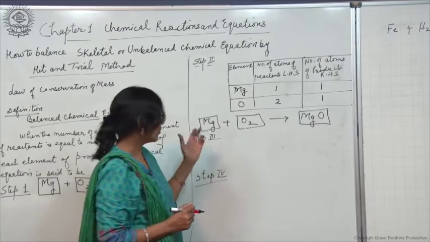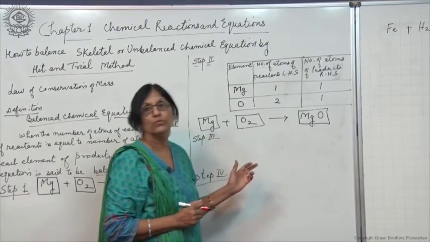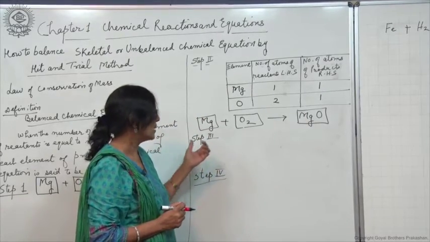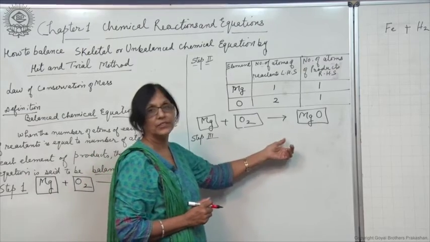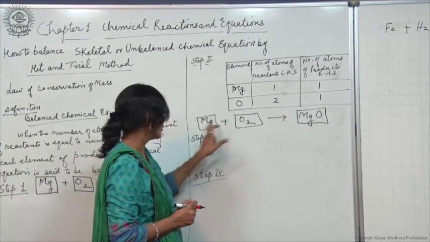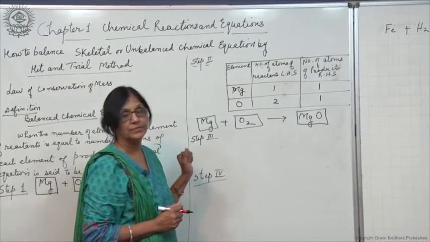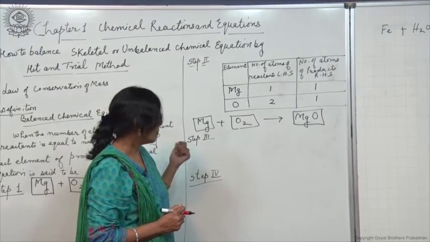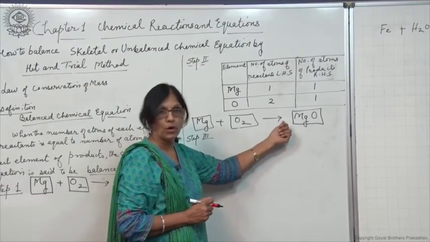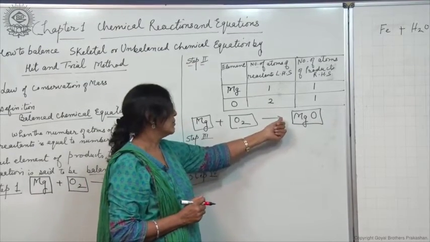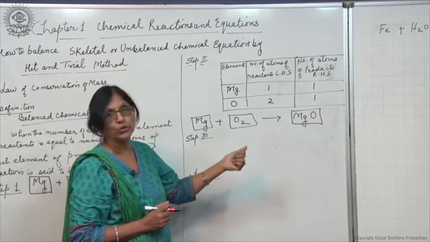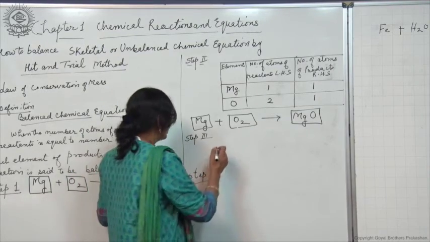Also we know that we cannot write anything inside the box to balance the chemical equation, to balance the number of atoms on both sides. We cannot write. Outside we can write as coefficients. So that is the step 3. We can write any number outside the box to make the number of atoms equal on both sides. So what can we do?